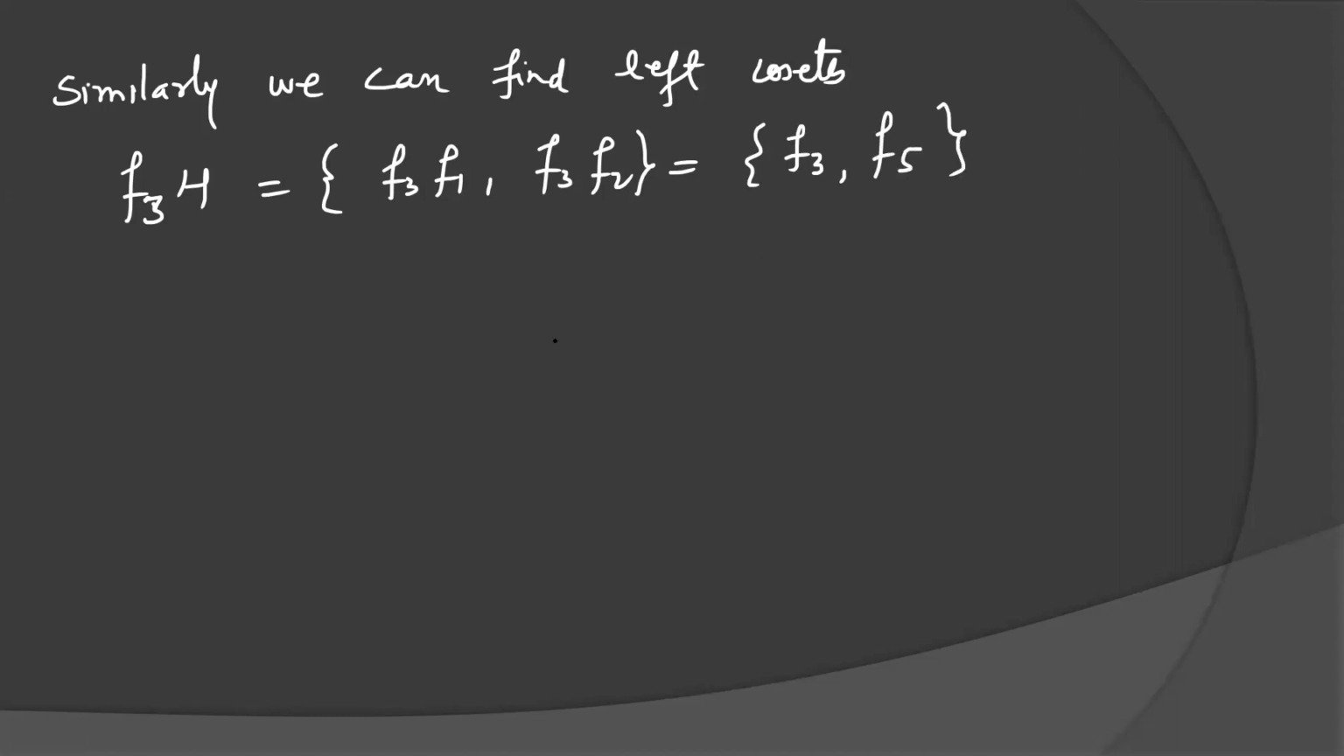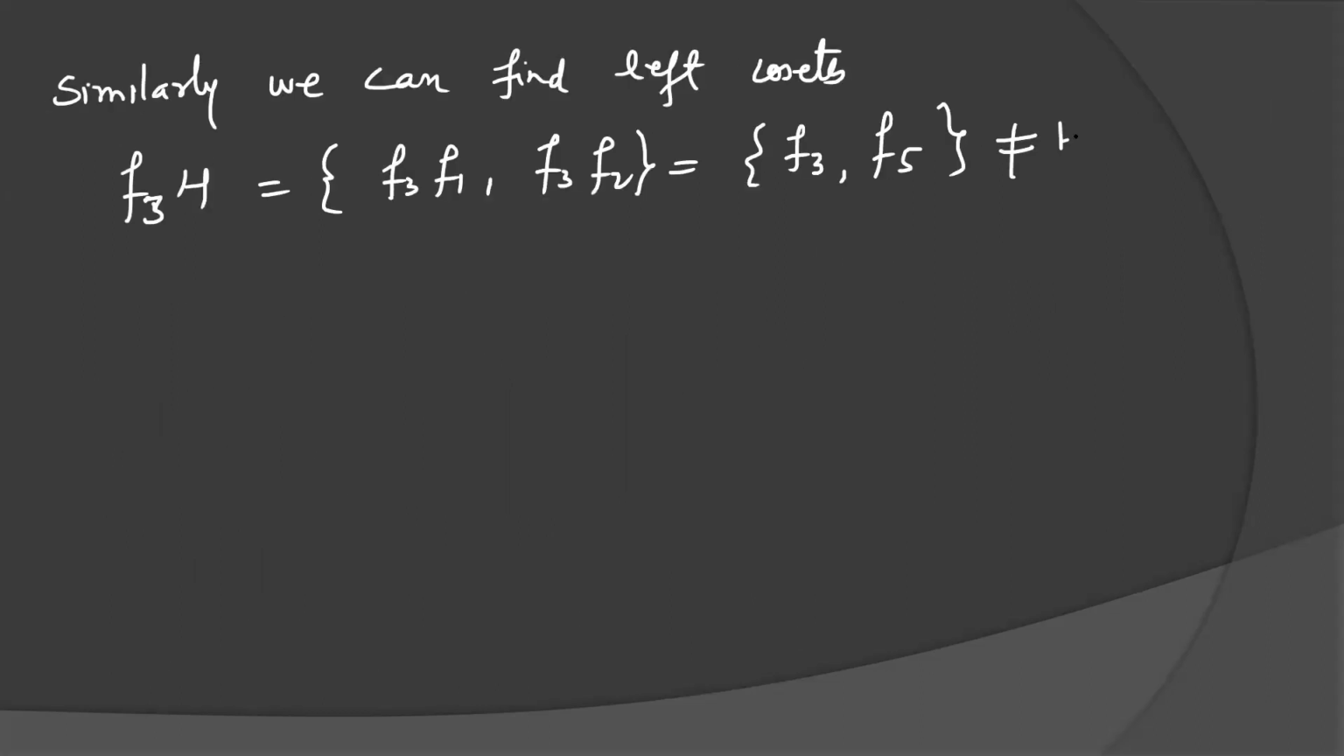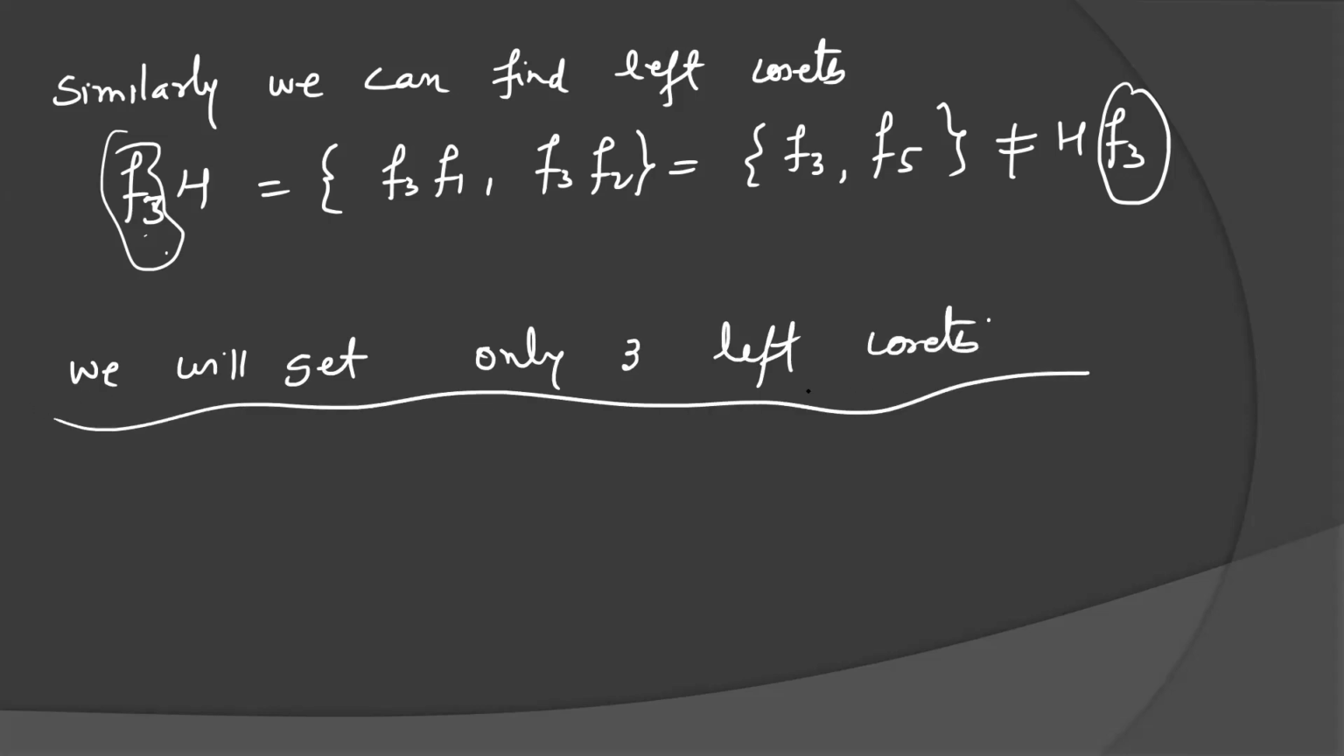You can see that. Here HF3 is equal to F3, F6, but here F3H is equal to F3, F5. This is not equal to HF3. It means here the left coset is not equal to the right coset corresponding to any particular element. Here is also F3, here is also F3. Okay. So you can check that we will get only 3 left cosets.